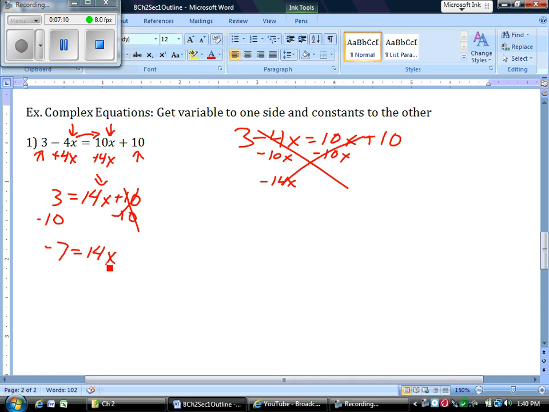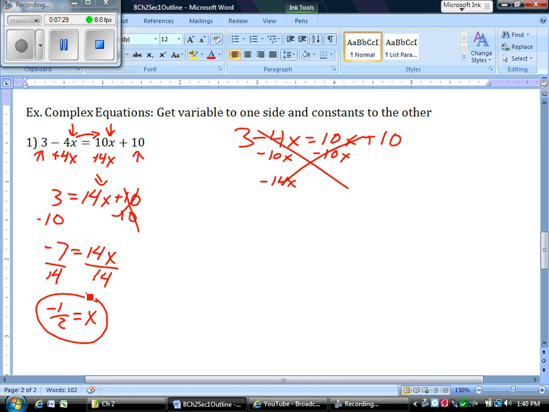Okay? Now again, we're back to just a simple equation that you've done forever. Divide by 14. Negative 7 divided by 14 is the same as simplifying it down to negative 1/2. So x is equal to negative 1/2.